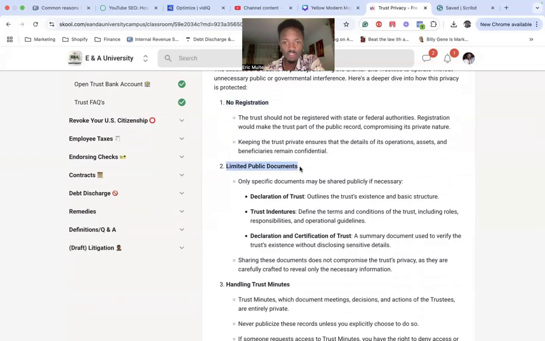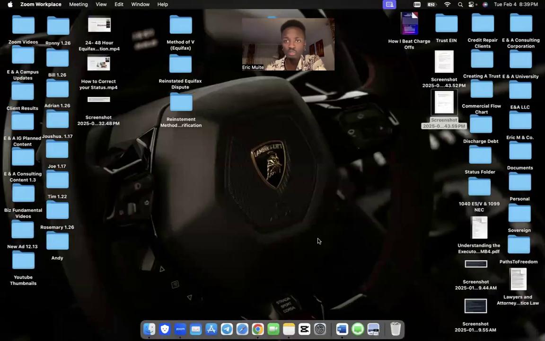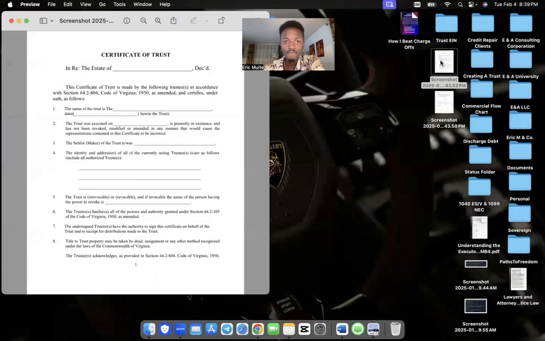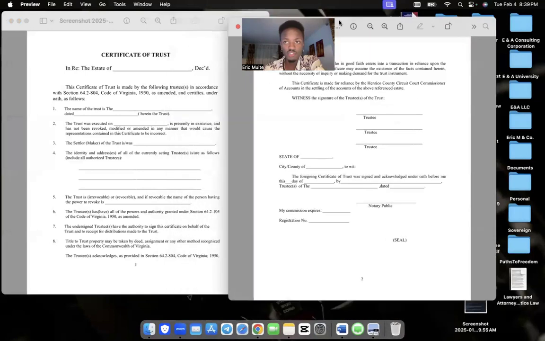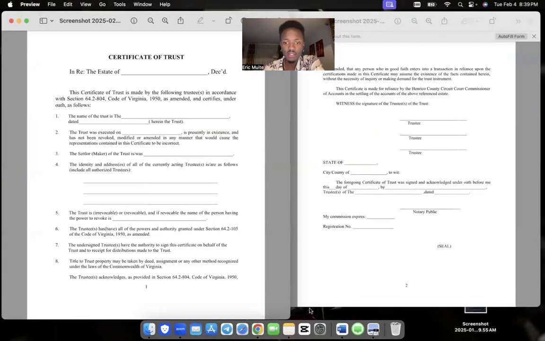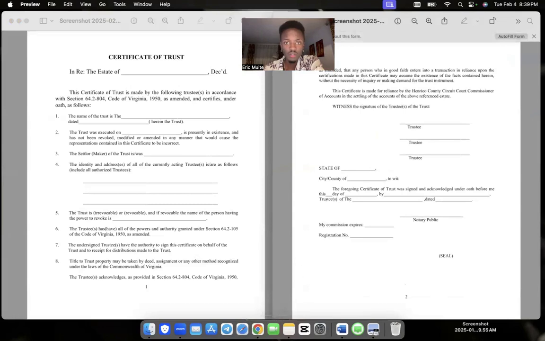It limits public documentation. So basically, the only documents that can be shared in public, guys, are the declaration of trust and trust indentures and declaration and certificate of trust. So I'm going to show you a couple examples of what those look like. So this is a certificate of trust example. I got this here so you guys can see. Let me know if you guys can see that clearly. Yeah, I can see it clearly. Perfect. So this is just a certificate of trust. So this is what people can see, guys. Like, it's okay to share this type of document, right? Why? Because it doesn't actually include all of the private matters in the trust, right? So this can be shared.